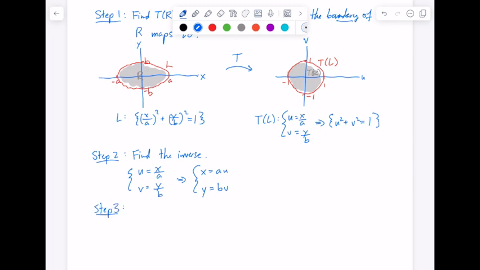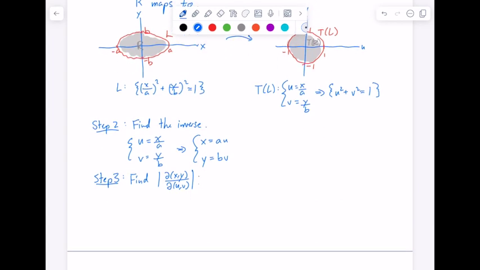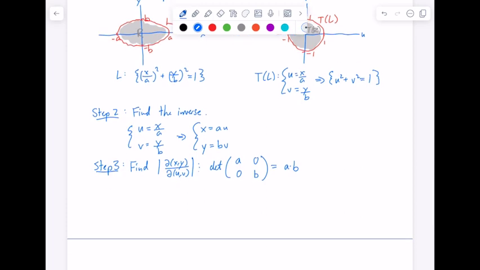Step 3 is to find the absolute value of the Jacobian. First we calculate the determinant, which is, in our case, simple enough because partial u of x just gives you a, and we see that partial v of x is 0 because v does not appear, so that gives you a 0 in the corner, and similarly for y. Calculating all together, we get the determinant, or the absolute value of the Jacobian, is just ab, because we're assuming a and b are positive.